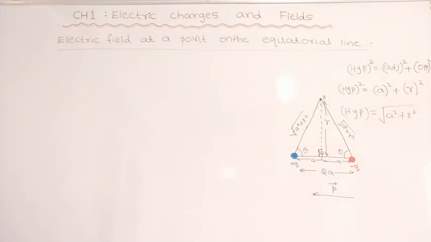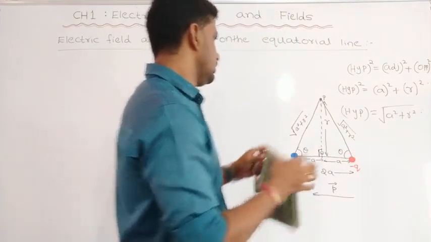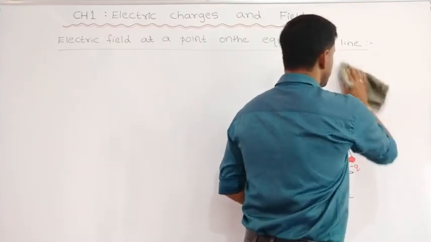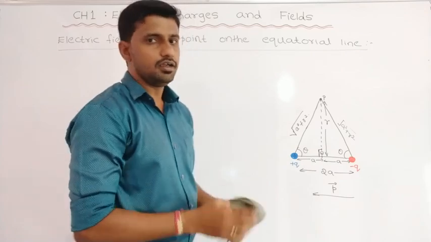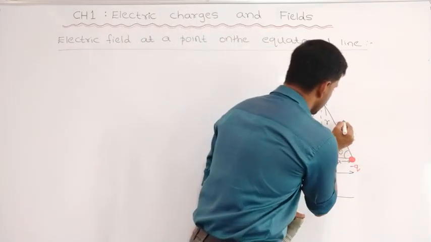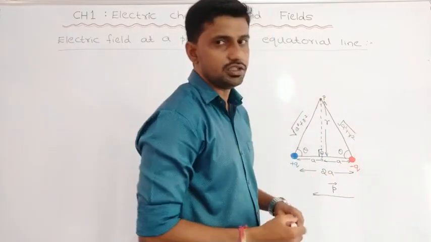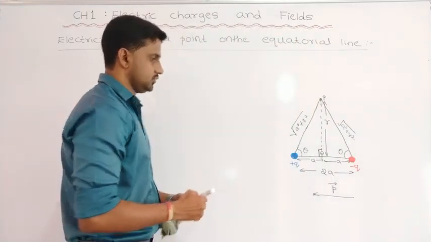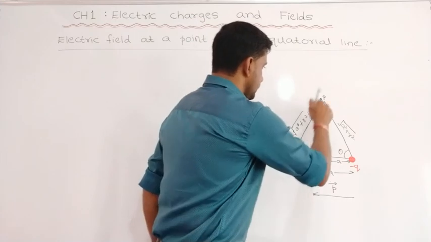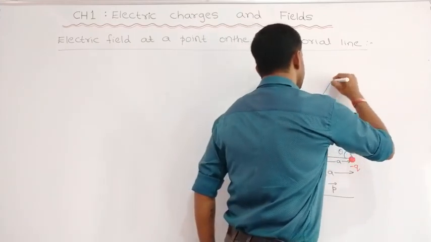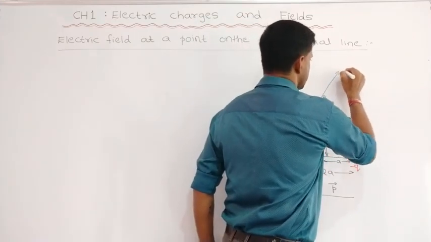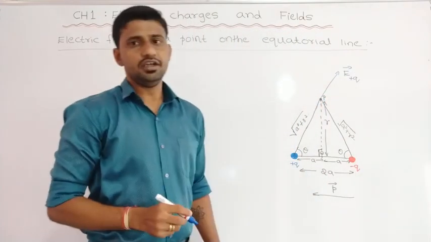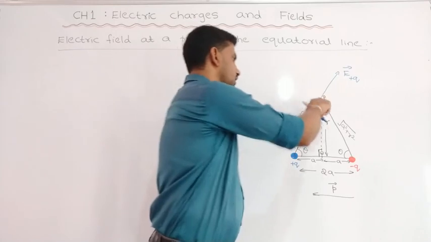Understood? Now, let us represent the direction of the electric field due to the positive and negative charges. We know that due to the positive charge, the electric field direction is always outward. See, due to the positive charge, its direction is like this. This is the direction, E plus Q vector. That is the electric field due to the positive charge at point P.